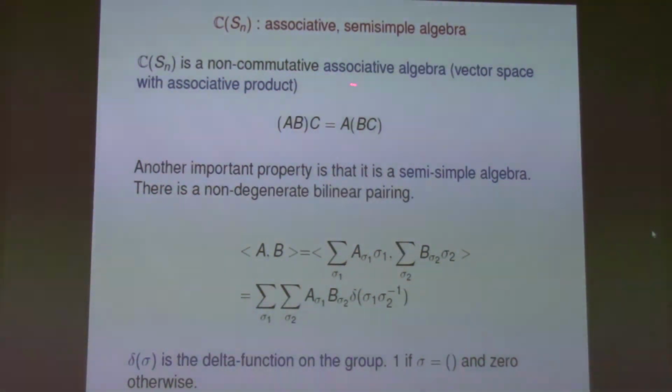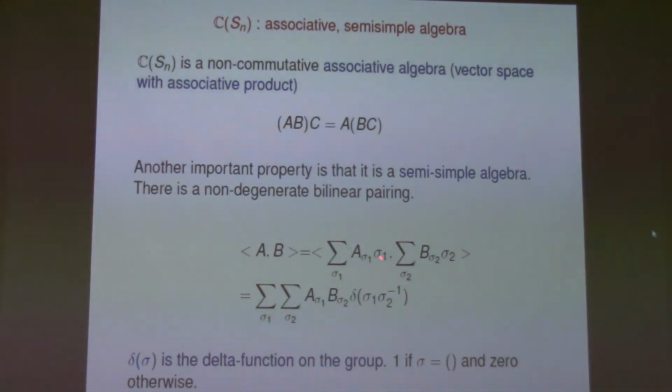It's also a semi-simple algebra, so it's an associative non-commutative algebra. Associative algebra means a vector space with an associative product. We just talked about that. And it's also semi-simple. Semi-simple algebra means that it has a non-degenerate bilinear pairing. So you take two of these vectors, which are in C of Sn, and there's a rule for getting a number out of this pair of vectors.